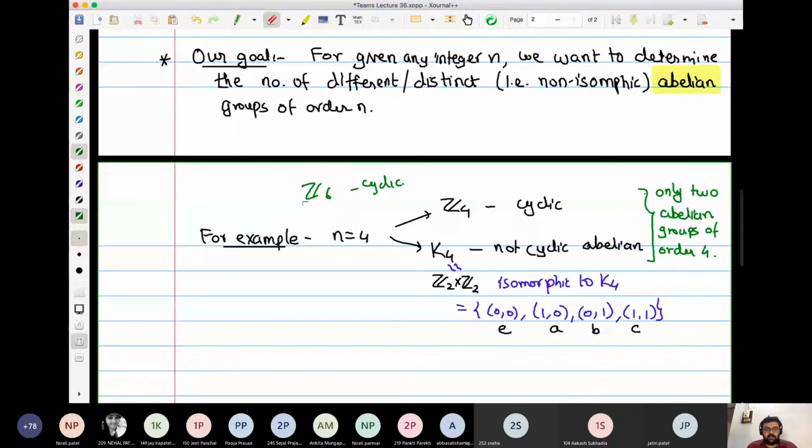So how many in total? We don't always want exactly the list; sometimes numbers are also useful. How many abelian groups are there? That is our target, for which there are 3 results. Today we'll do one result. Another result we have in the last lecture.